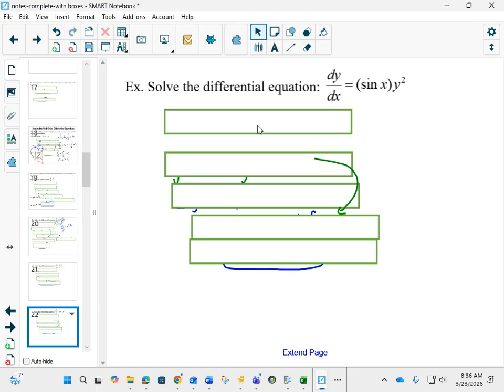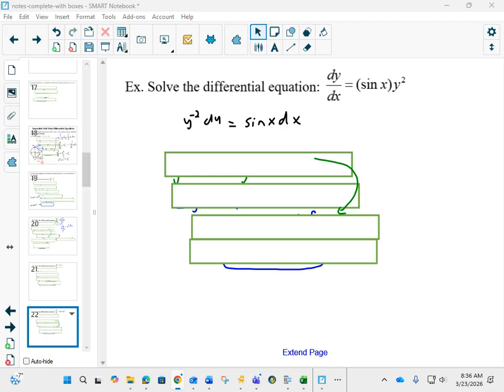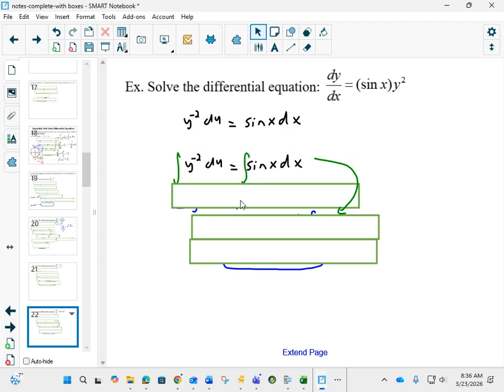So I got dy/dx equals sine x y squared. Since I have x's and y's in my derivative, I want to separate my x's and my y's. So I'll move my dx over and my y squared to the other side. Now, moving the y squared to the left side would mean dividing by y squared, which makes it a y to the negative 2. And then from there, you integrate both sides.